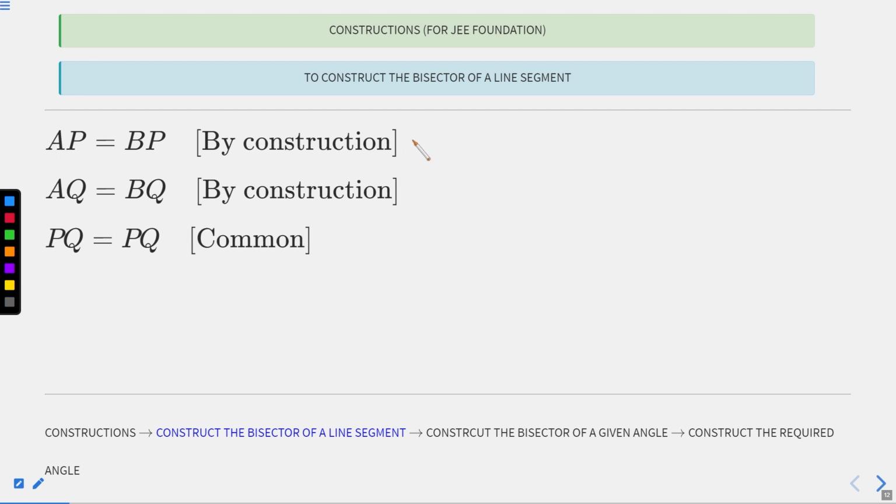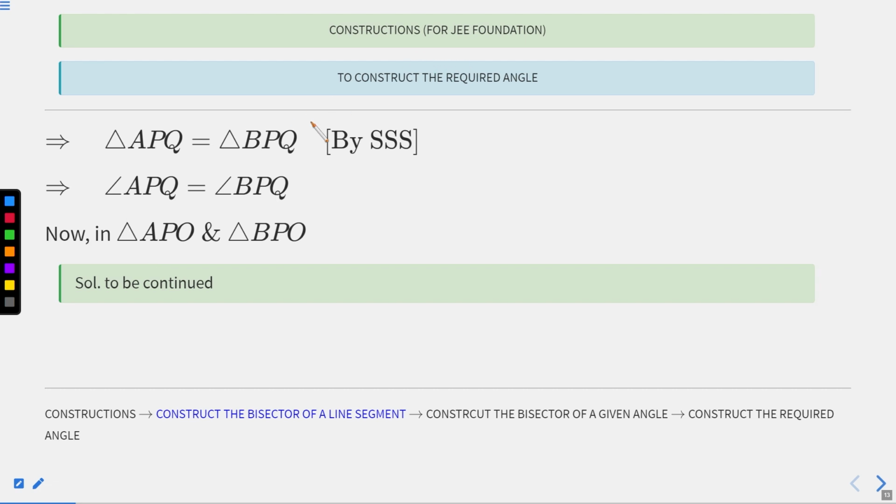So this is by construction, this is also by construction, and PQ is common. And by the SSS property we can easily say that both are congruent. So here the sign for congruency shows congruency of triangles. And so we can easily say that angle APQ is equal to BPQ.